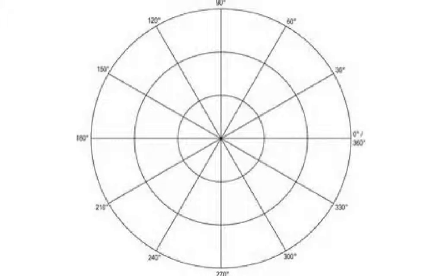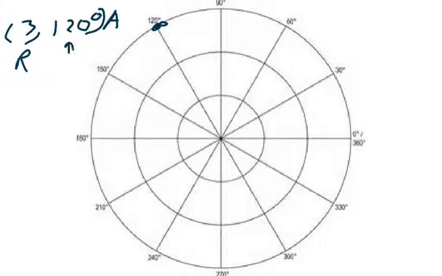Alright, for today's lesson we're going to start to do polar coordinates. So if I have to graph 3 comma 120 degrees, and we'll call this letter A for right now, I'm going to go 1, 2, 3 at 120 degrees, since the radius is 3 and the angle is 120 degrees.